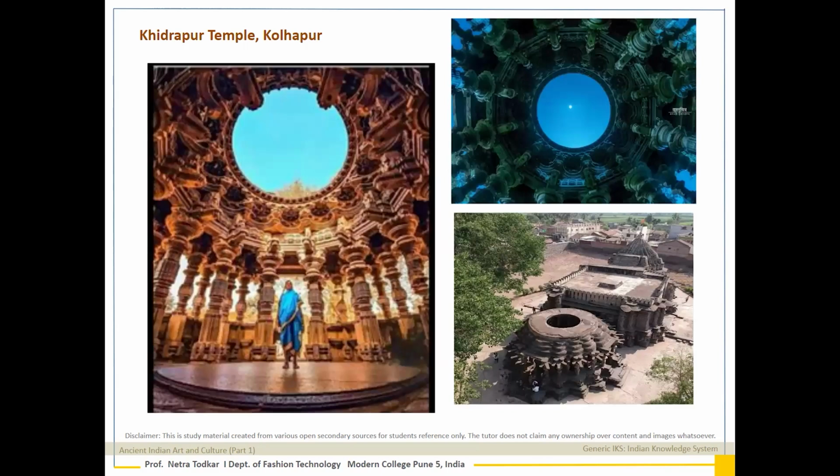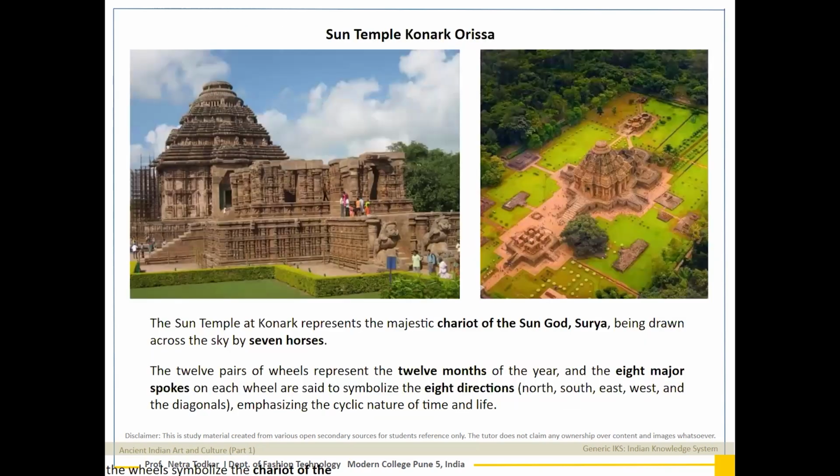Khidrapur temple in Kolhapur. We can see that on certain days the moon can be seen exactly at the center of this architecture. Sun Temple, Konark, Odisha. The Sun Temple at Konark represents the majestic chariot of the sun god Surya being drawn across the sky by 7 horses.